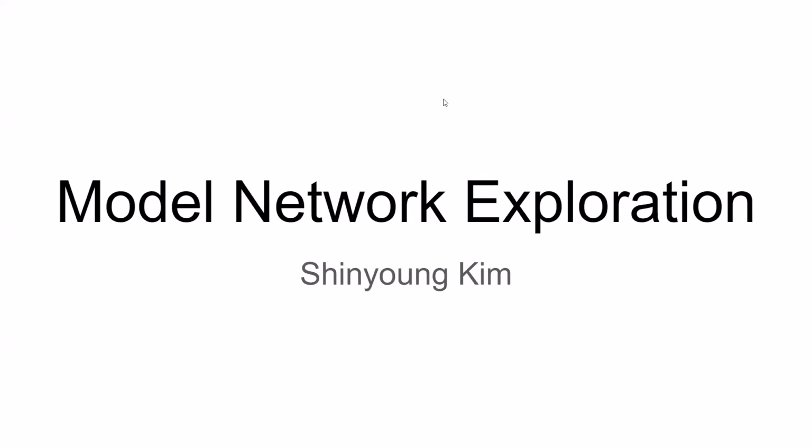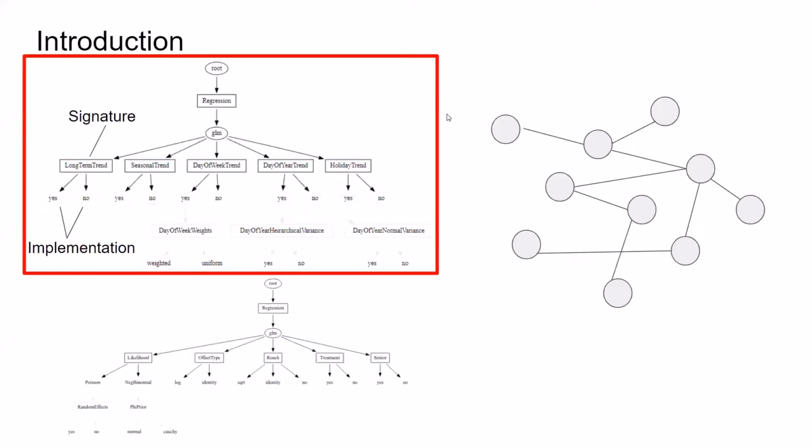Hello, everyone. This is a presentation about model network exploration. We live in a world of models, where each model is composed of a set of signatures and their respective implementations. In the first case study, long-term trend is a signature, and its corresponding implementations are yes and no. We define model networks as the set of models that share some of their signatures and implementations.